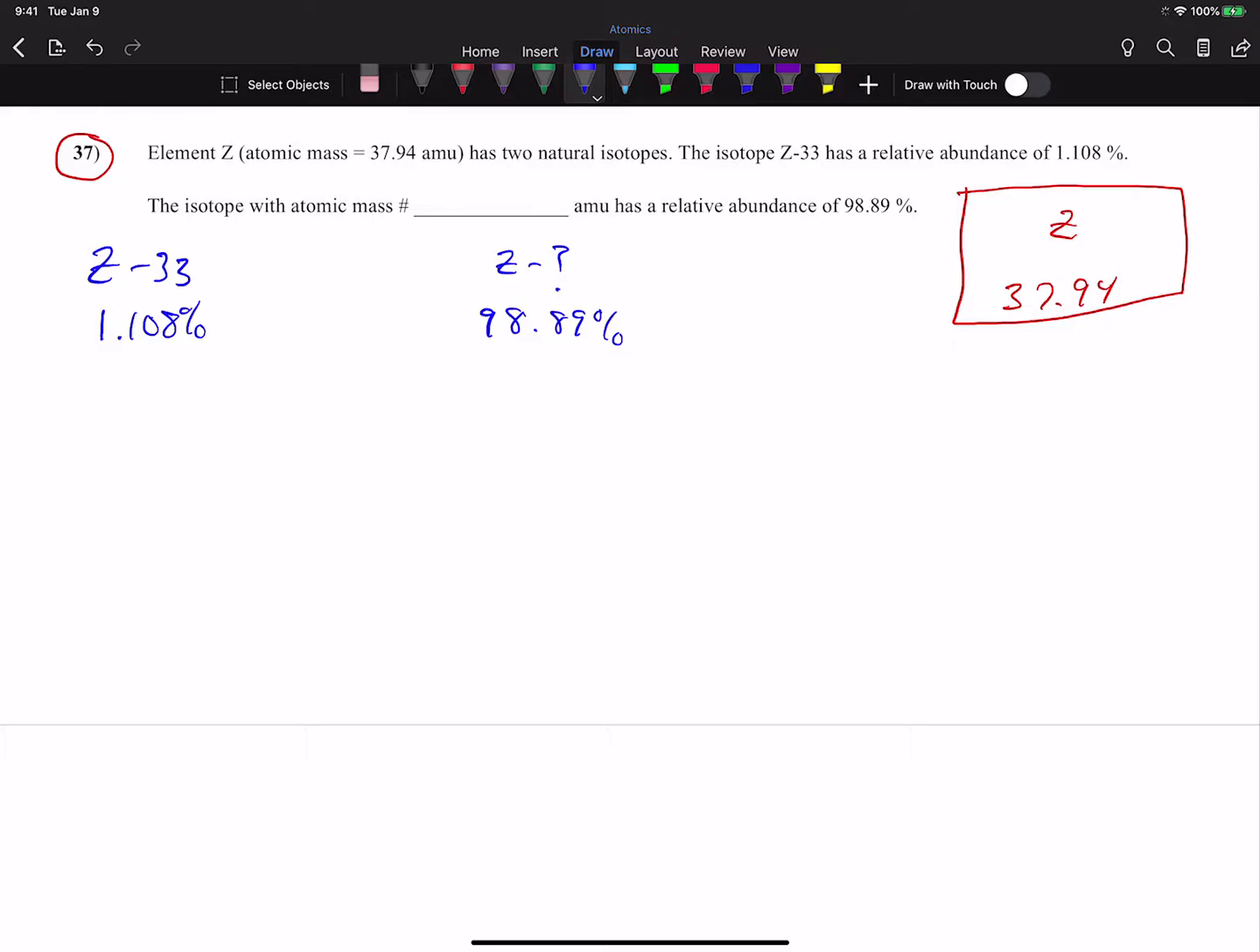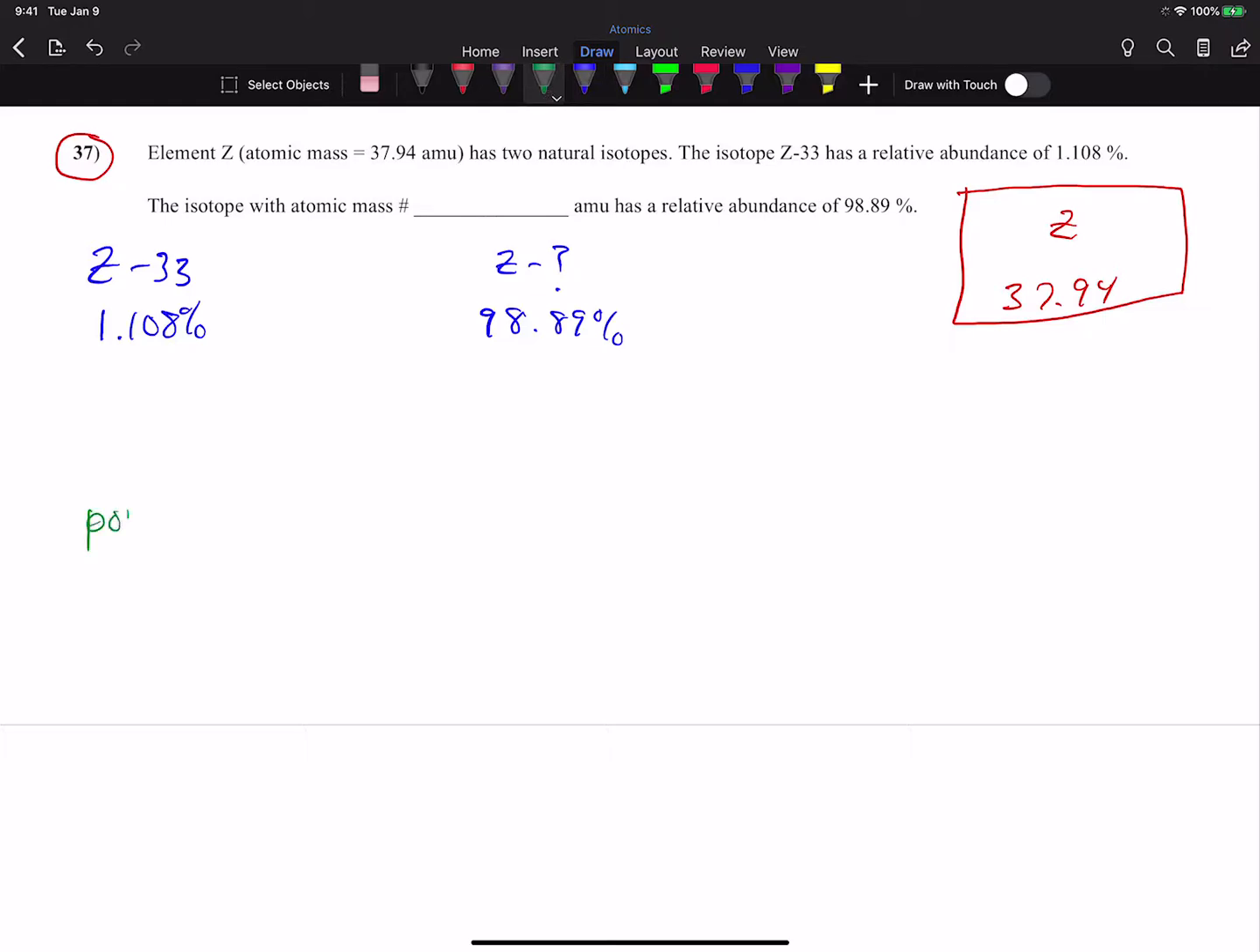What is the identity of the missing isotope? What is its atomic mass number? Now, the first thing you need to expect is, of course, that the atomic mass number is going to be a whole number. Atomic mass numbers for isotopes are always whole numbers. A whole number of protons plus a whole number of neutrons has to give you a sum, which is also a whole number.